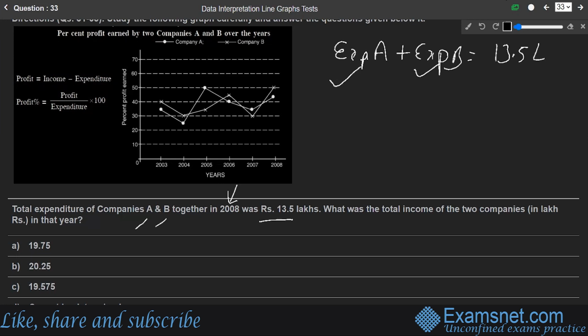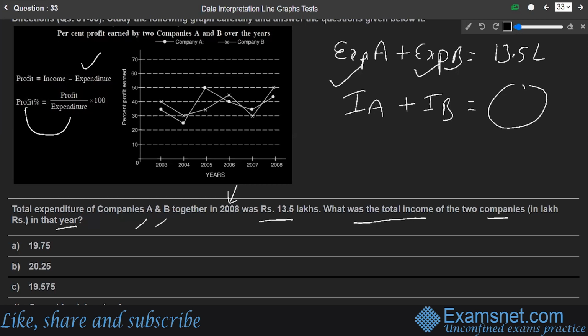What was the total income of the two companies in lakh in that year? So we are supposed to find out income of A plus income of B in the same year. But the problem is that income can only be calculated when you know the expenditure value, because income is calculated as expenditure plus profit, and profit is also a function of expenditure only. So income is directly related to expenditure. So income of A cannot be found out unless expenditure of A is found out. Similarly, income of B cannot be found out unless the separate expenditure of B is found out.